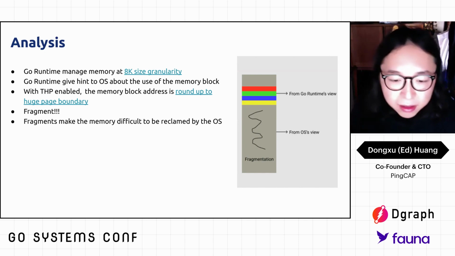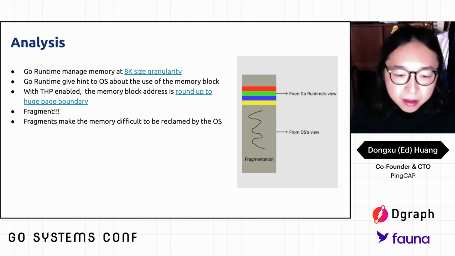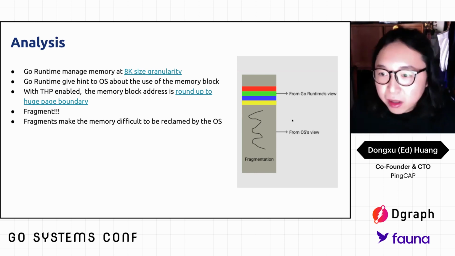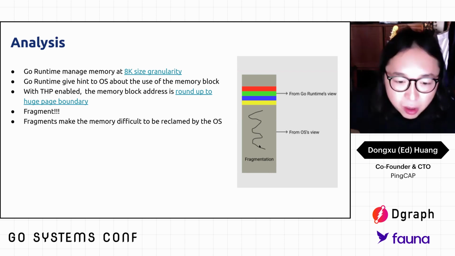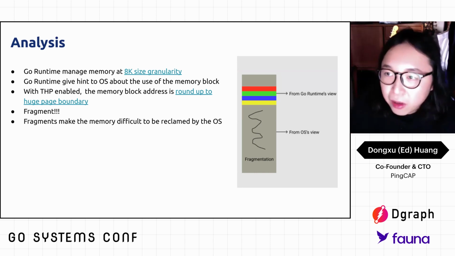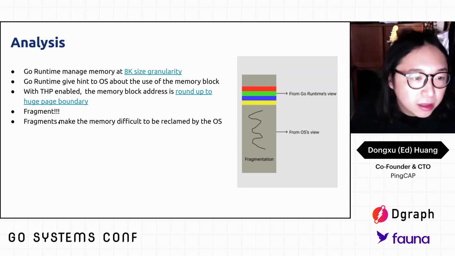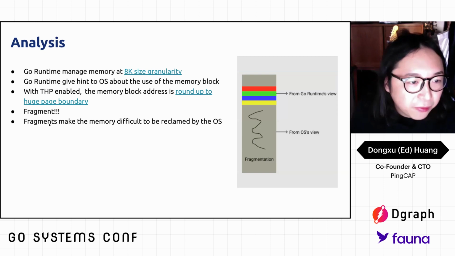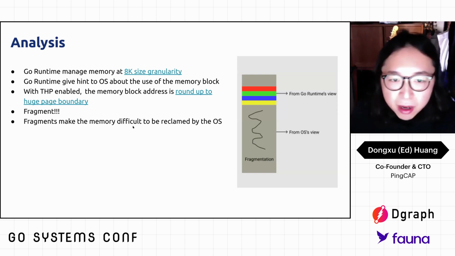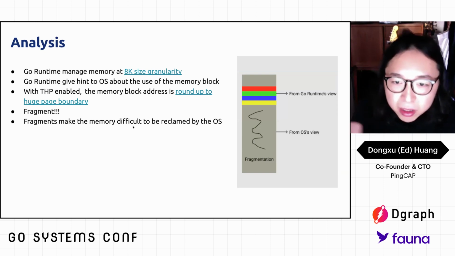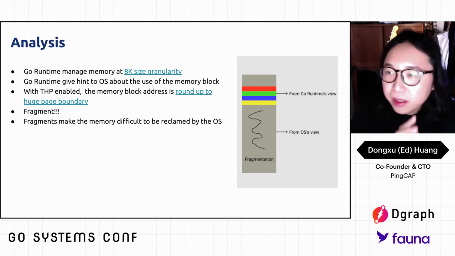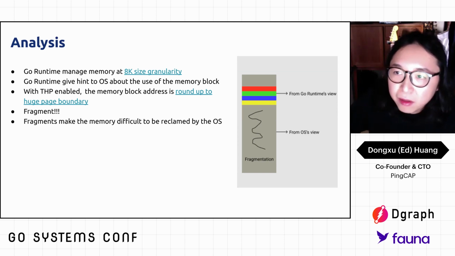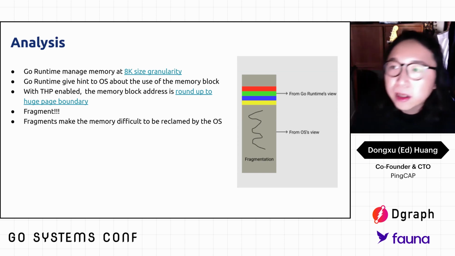However, at the operating system level, there are a lot of holes in the huge pages in the memory space, because the page is so big that it can easily create a lot of holes and fragments. This kind of fragmentation makes the memory very difficult for the OS to reclaim. So from this situation, we can see we still hold a lot of memory.